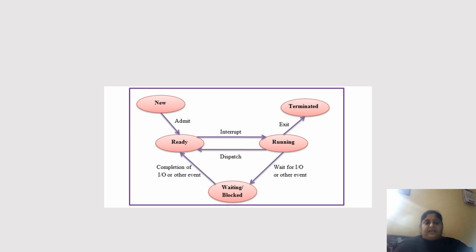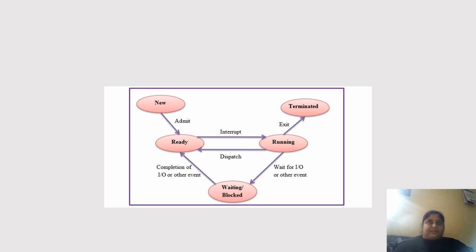If the process is running, after some particular time an interrupt will occur. In the interrupt, any other higher priority process may come for execution, or the running process may need input or output resources or any other event to occur. So the running process will go to the waiting or blocked state, and after completing its input or output event, the waiting process is again admitted to the ready state. If the running process finishes all of its execution, it goes to the terminated state.